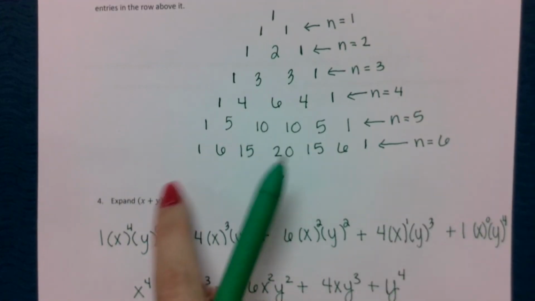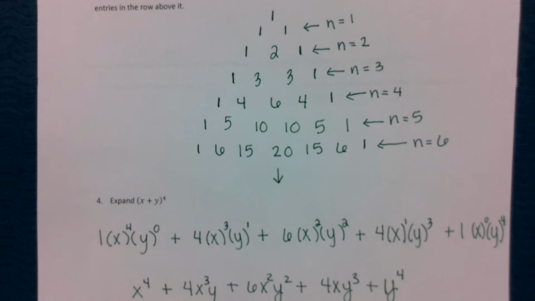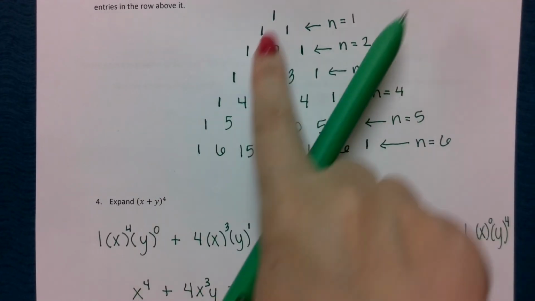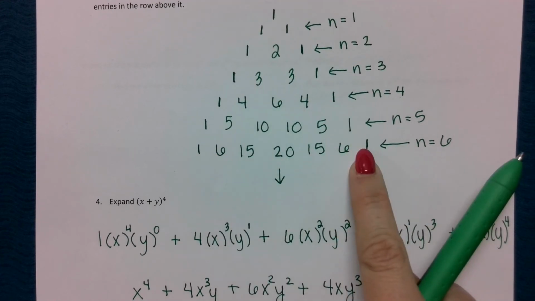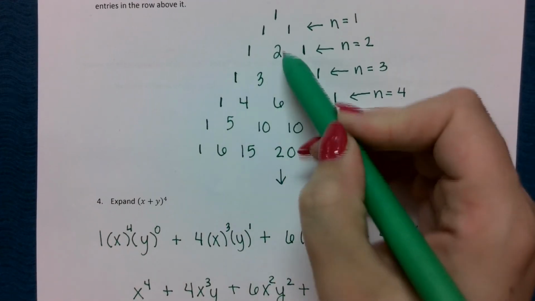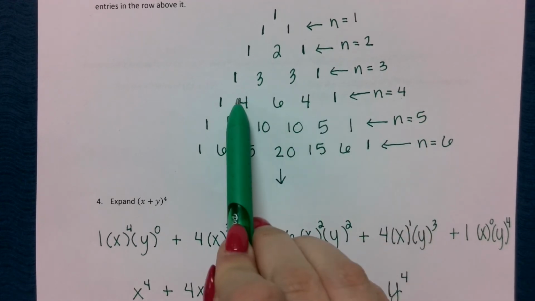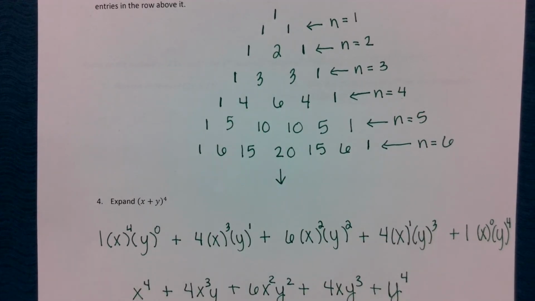Okay, so on the test, if I gave you this problem and I said, expand x plus y to the 4th, what you would do off to the side is draw your Pascal triangle. You would just add, like we just did now, off to the side until you get to n equals 4. Use these numbers and expand. Okay, so let's do another one.